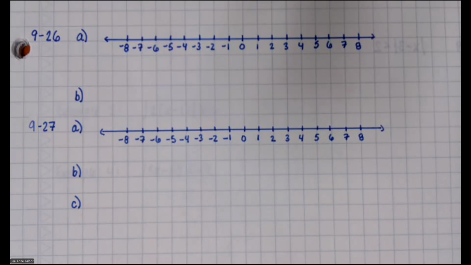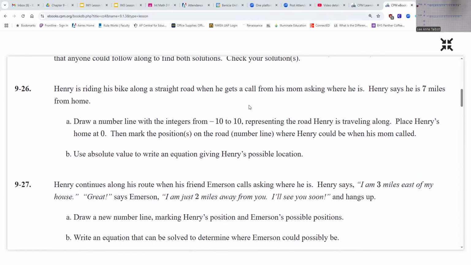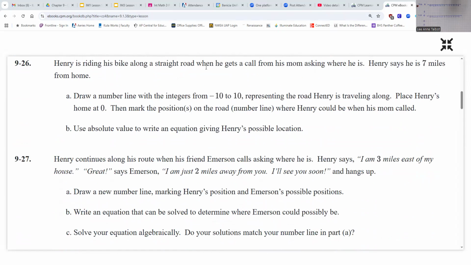Okay, I'm going to show you the problems in the ebook that have to do with these two number lines. 26. Henry is riding his bike in a straight road when he gets a call from his mom asking where he is. Henry says he is 7 miles from home. Draw a number line with the integers from negative 10 to 10. I was too lazy. I did negative 8 to 8. Representing the road Henry is traveling along. Place Henry's home at 0.